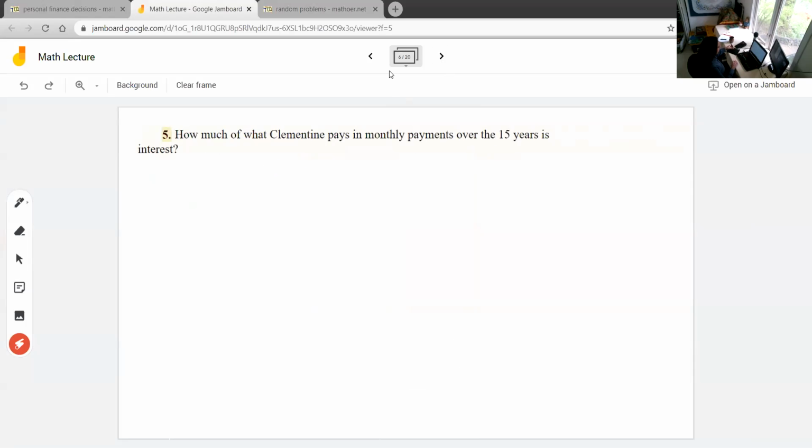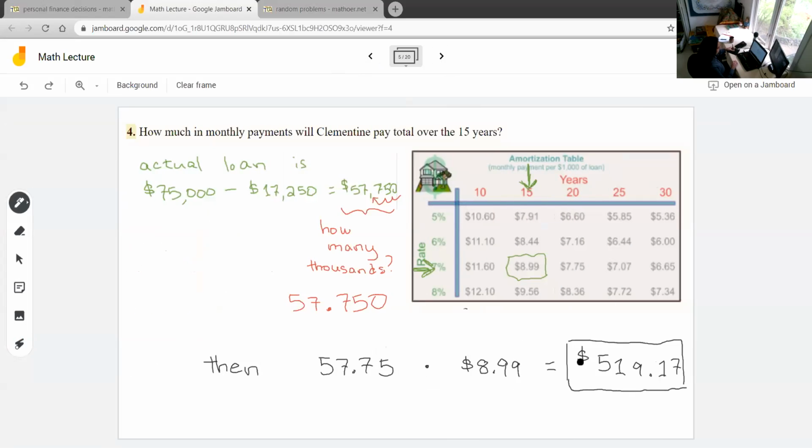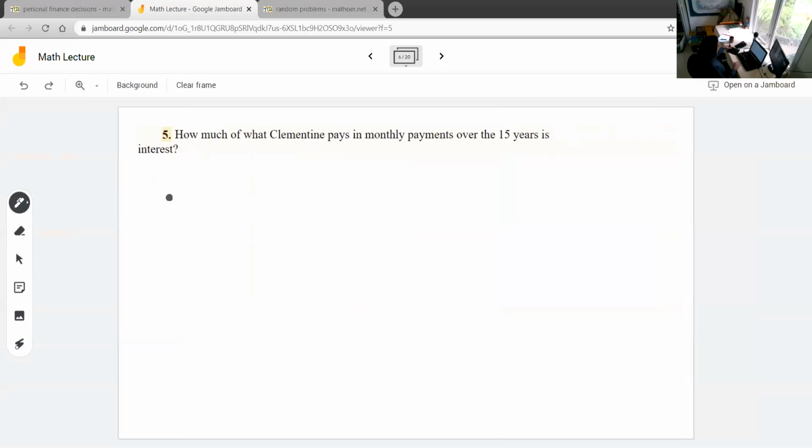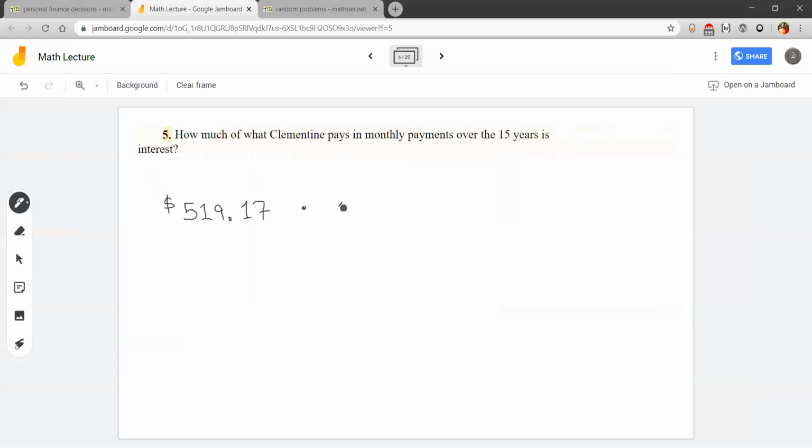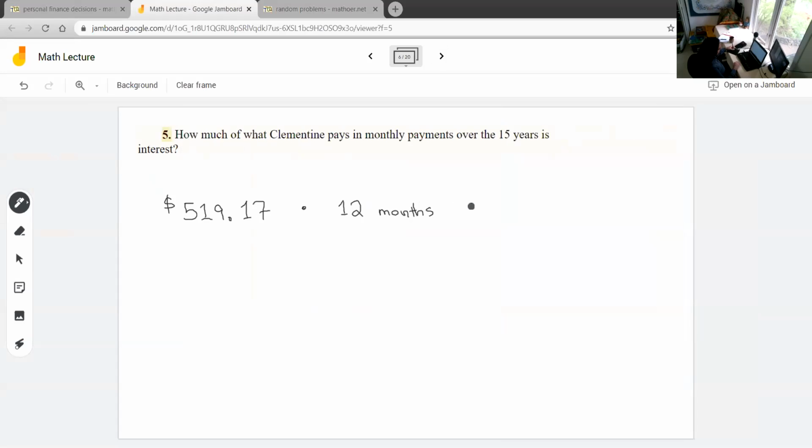Okay, she's going to pay for 15 years, the $519.17. So I'll take that amount. How much does she pay in 1 year? How many payments will she make? 12. And then we're not done because she has 15 years.